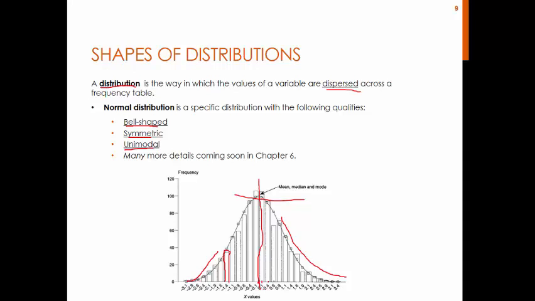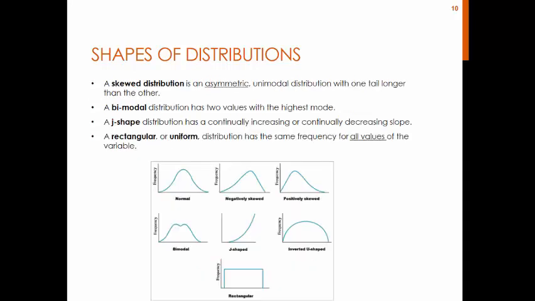So we could calculate what each of these spans. And sometimes you'll see this in a histogram form. Sometimes you'll see it in a frequency polygon or line graph form. In addition to the normal distribution, we have skewed distributions, bimodal distributions, J-shaped distributions, and rectangular or uniform distributions.